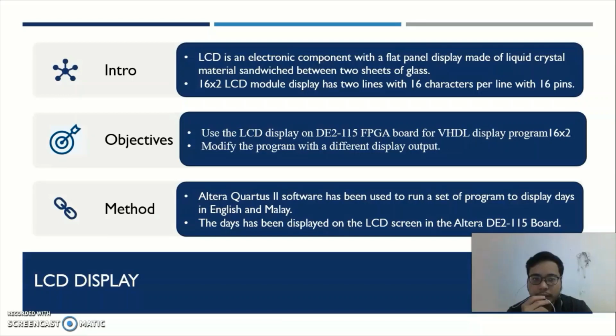The objective of this lab is to use the LCD display on the DE2115 FPGA board for a VHDL display program on the 16x2 module, and to modify the program with a different display output. In this lab, we use Altera Quartus II software to run a set of programs to display dates in English and Malay. The dates are displayed on the LCD screen in the Altera DE2115 board.